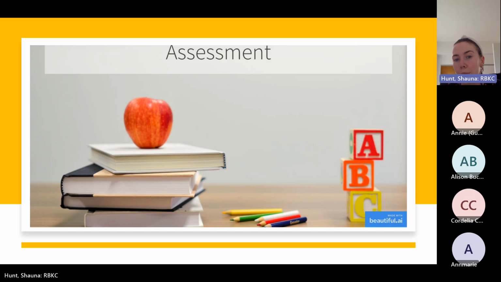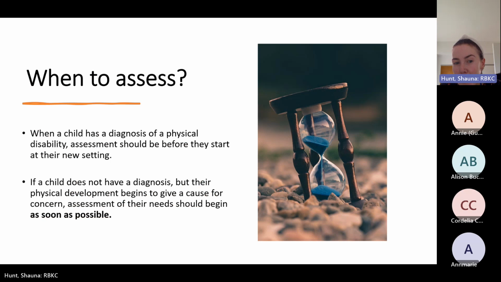Okay, so the assessment. If you are perhaps a SENCO in a school and you have a child with a physical disability starting soon, I'm just going to go through the assessment process. Okay, so when to assess? When a child has a diagnosis of a physical disability, assessment should be before they start at their new setting. If a child does not have a diagnosis, but their physical development begins to give cause for concern, assessment of their needs should begin as soon as possible.